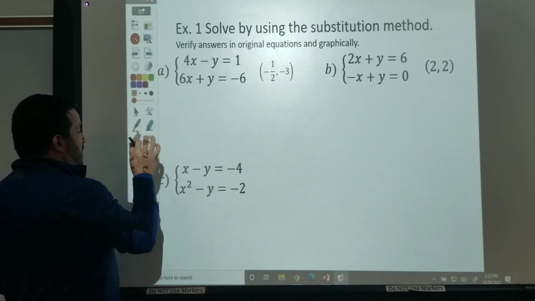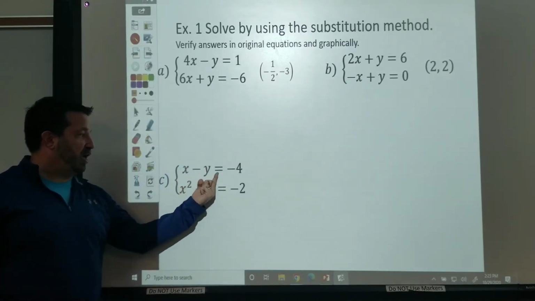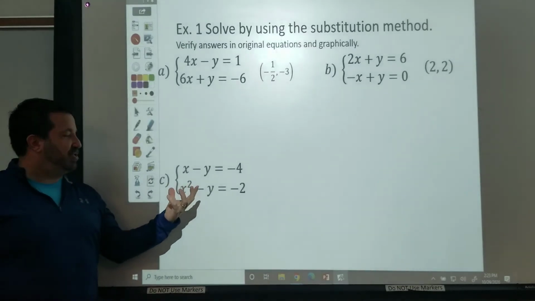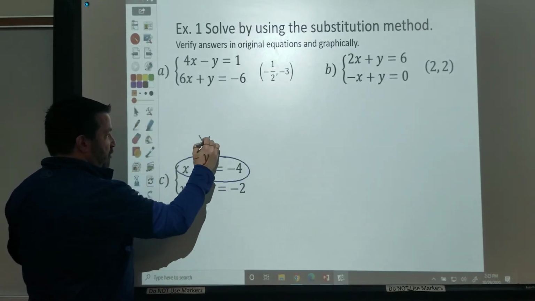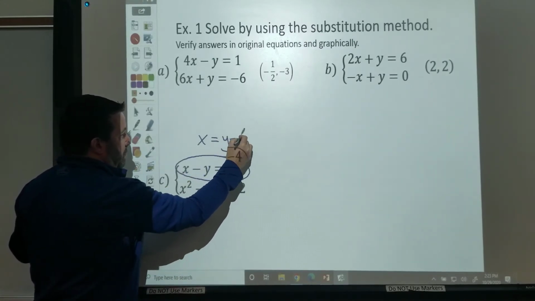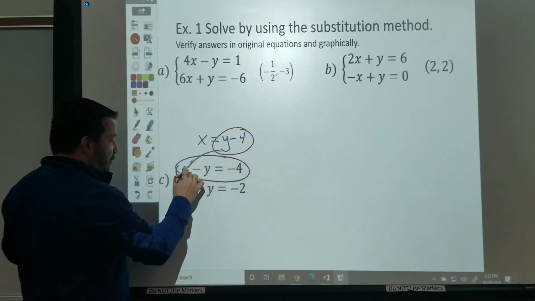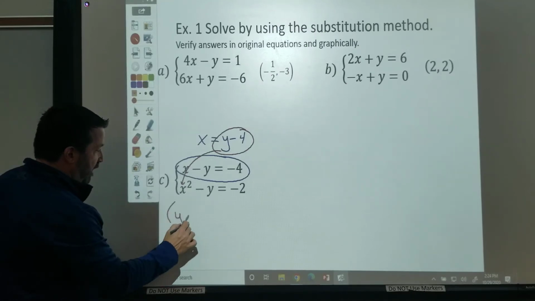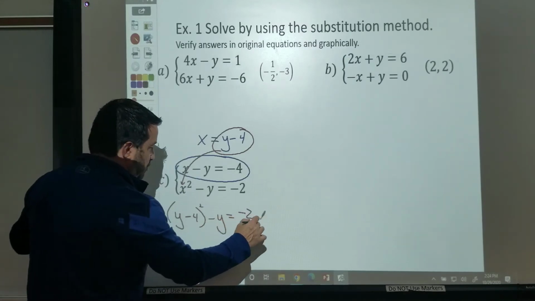Now, this is where we get into ones that are not linear. This is a linear equation, x minus y equals -4. This one, though, has an x squared in it. But the process is still the same. I'm still going to take one of these equations and solve for a variable. So I would solve this one, let's say, for x. X equals, if I move y to the other side, y minus 4. And I'm going to substitute that expression in for x right there. So this is going to become y minus 4 squared minus y equals -2.